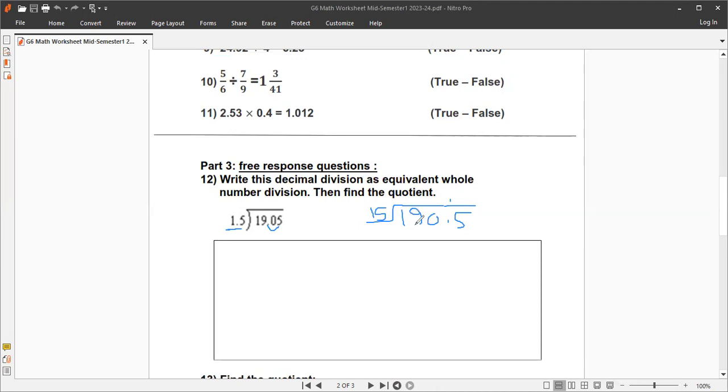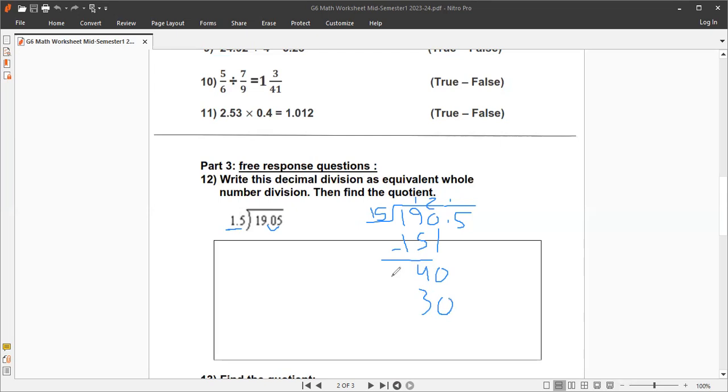Now 1 divided by 15 we cannot. 19 divided by 15 equals 1 because we have only 1 fifteen in 19. 1 multiplied by 15 equals 15. Now I subtract. 19 minus 15 equals 4. Now I bring the 0. Now 40 divided by 15. How many 15s in 40? Only 2. 2 multiplied by 15 equals 30.